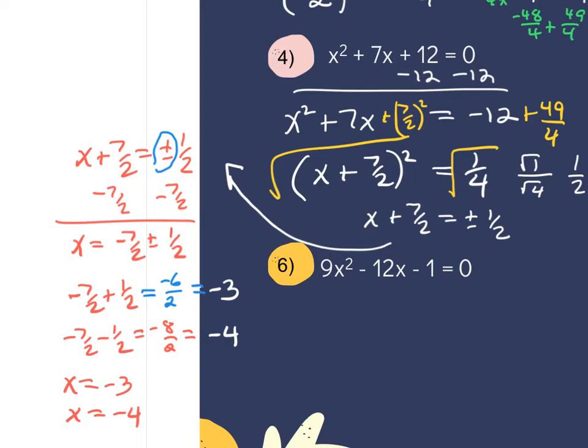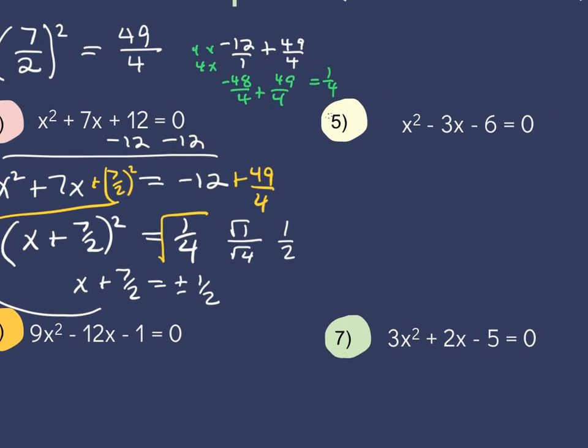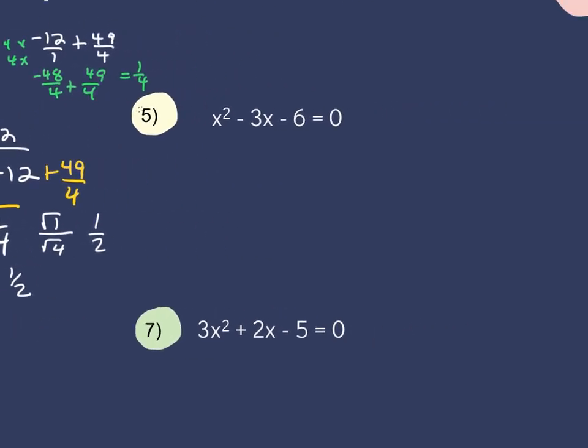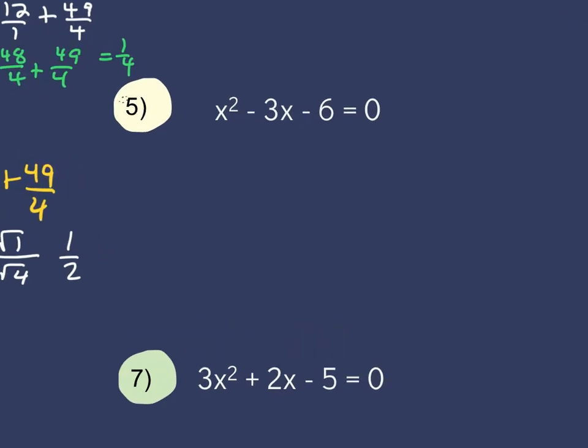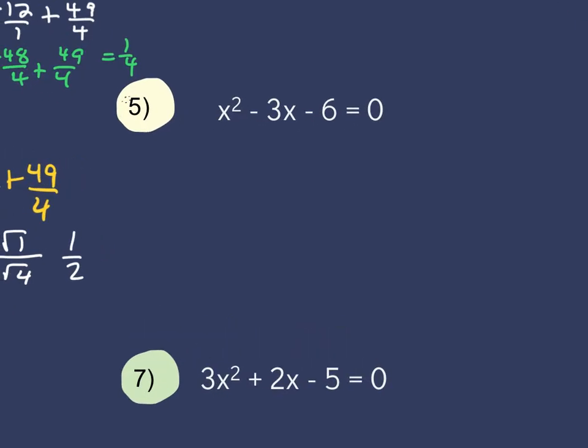Good? All right, let's try the next one. We need to, again, check to see if there's a number in front of x squared. There's not. It's a 1. I'm going to move the constant, then divide the b term by 2 and square it. So let me move the constant first. Add 6. X squared minus 3x, leave the blank space, equals 6. Ashley, you have a question?